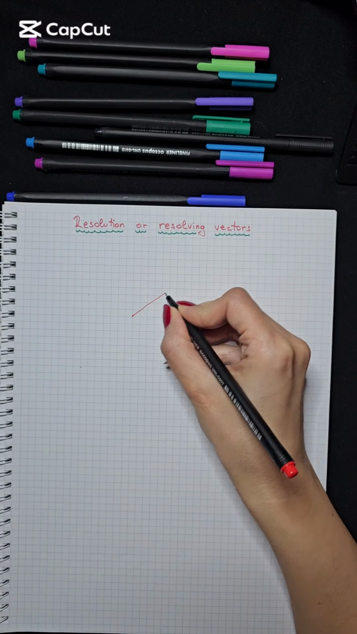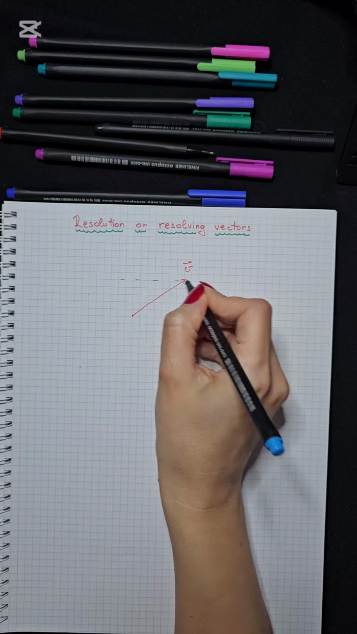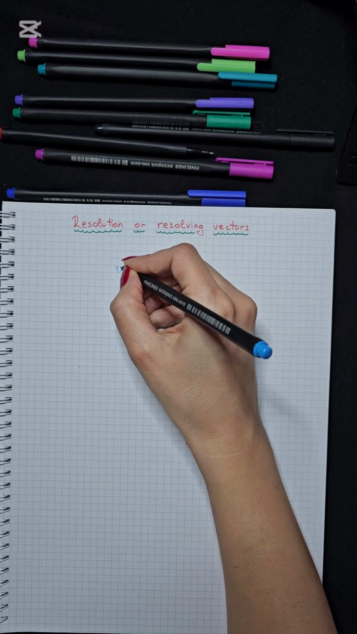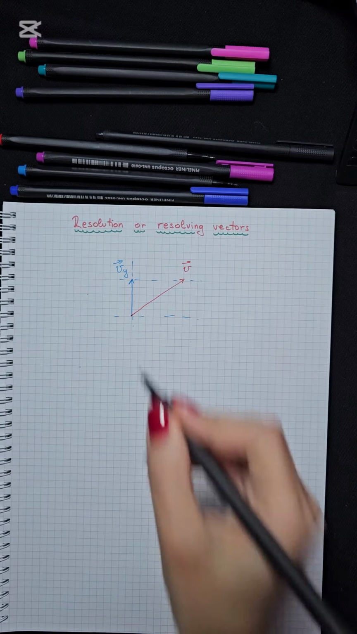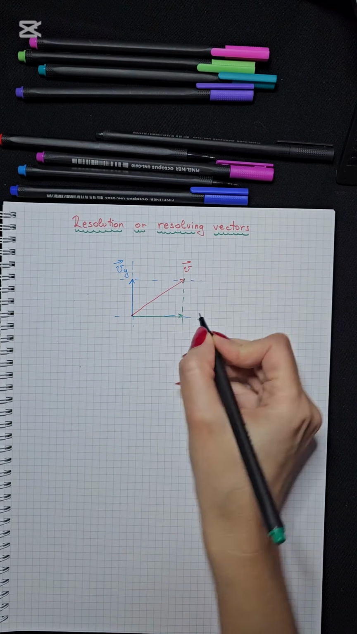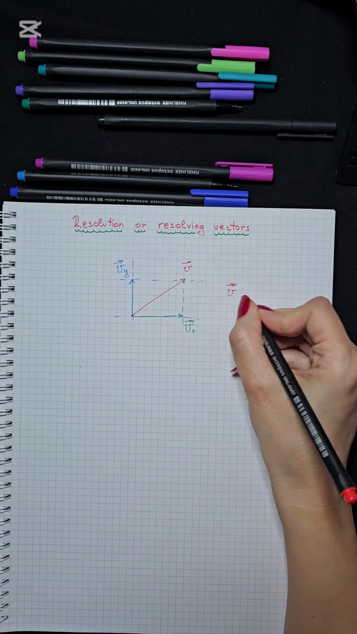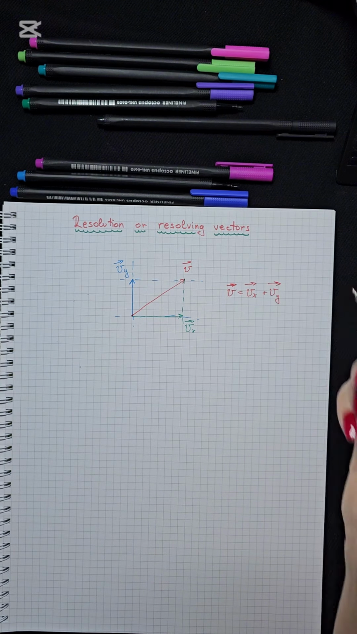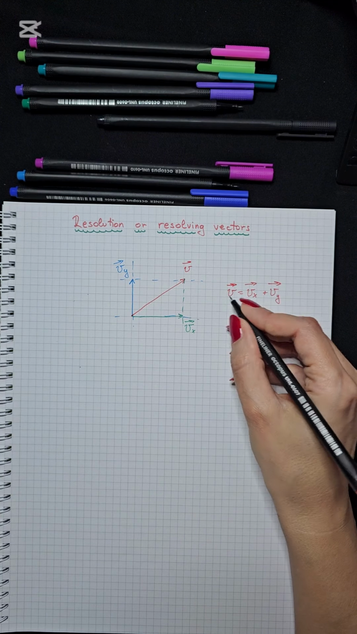Okay, now we're going to see how to resolve vectors, which is very much used in physics in general. If we have vector v, which stands for velocity, we can resolve it into two vectors, vx and vy, just by creating a rectangle. It's important that the angle between vx and vy is right. So the resultant v would be vx plus vy.